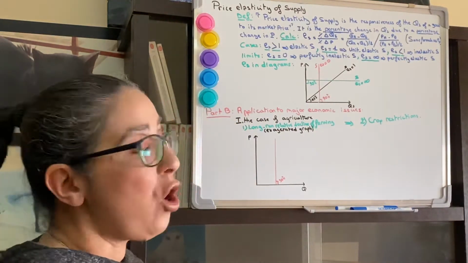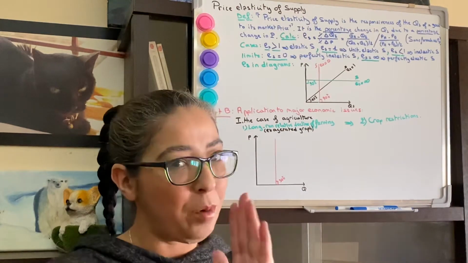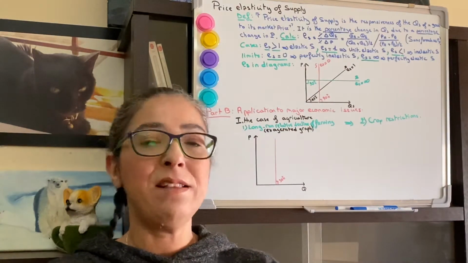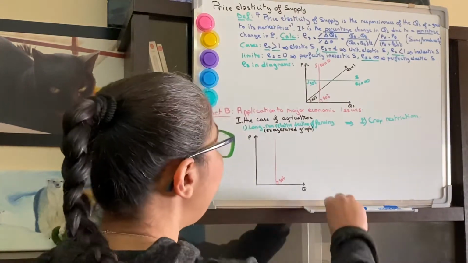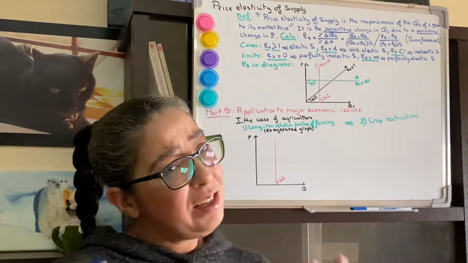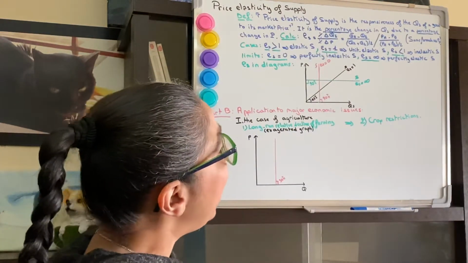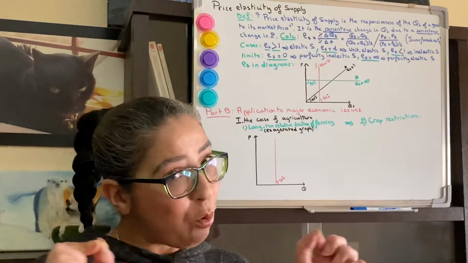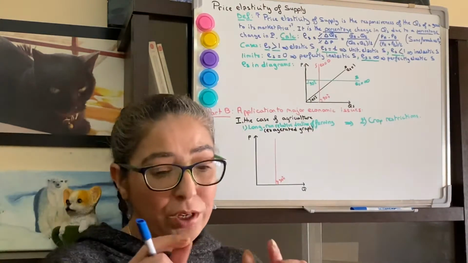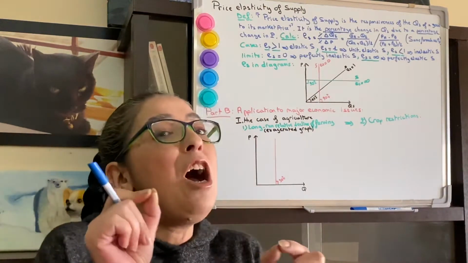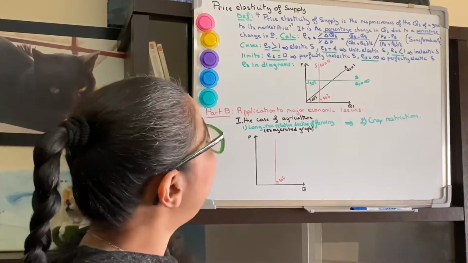Let's start. So we studied demand elasticity. If you want to review it, pause the video, go see the demand elasticity and then come back. So price elasticity, the definition is exactly the same as the demand elasticity. The price elasticity of supply is the responsiveness of the quantity supplied of a good, of course, to its market price. So if the market price changes, by how much would you change the quantity? That's the price elasticity of supply.